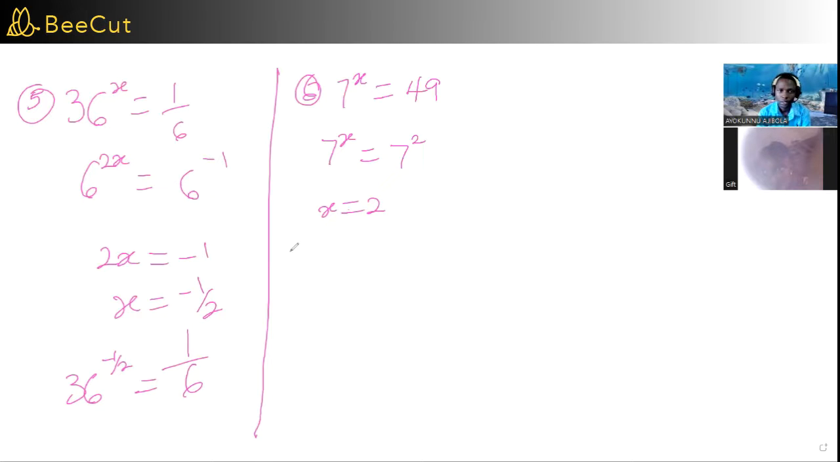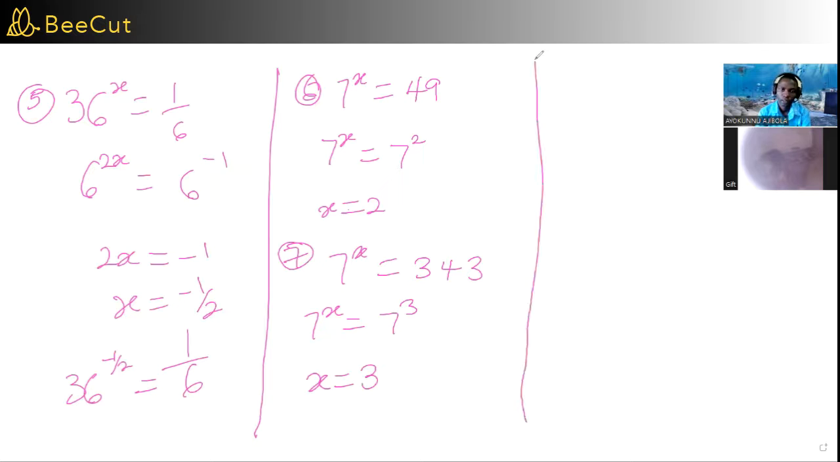That is pretty simple. And number 7, this is what I have. 7 raised to power x equal to 343. Again, 7 is the factor of 343. So 7 raised to power x equals 7 raised to power 3, because 7 times 7 is 49, and 49 times 7 is 343. So with that, you can see x is equal to 3. Then number 8.